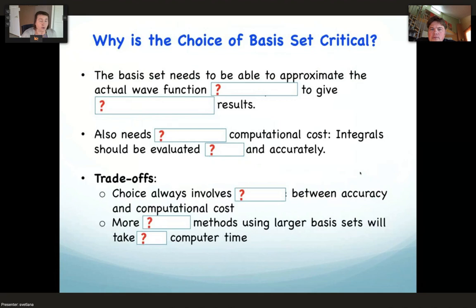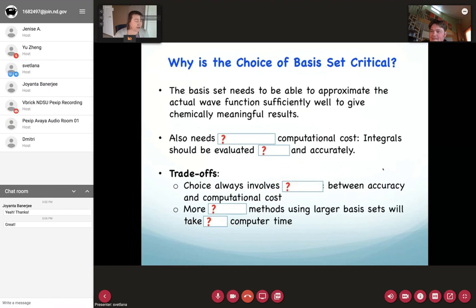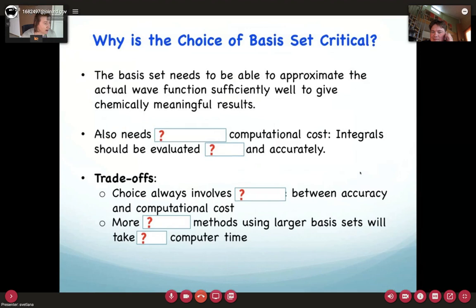Why is it critical? Why is the basis set so important for us? The basis set needs to be able to approximate the actual wave function as well as possible, sufficiently well, to give what kind of results we're interested in? Realistic. Anyone can help me? Okay, then I will just talk with myself. Chemically meaningful results, or physically meaningful results. Again, these are results on observables which can be taken from experiment and directly compared with your calculations, something comparable and meaningful, which really has physical chemical meaning.